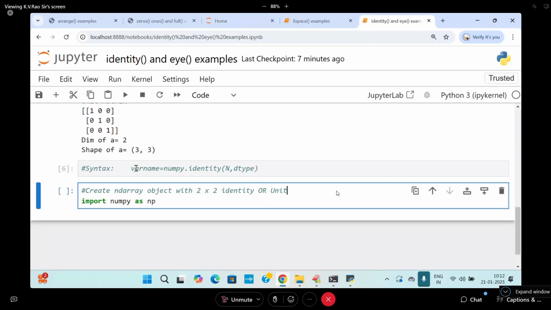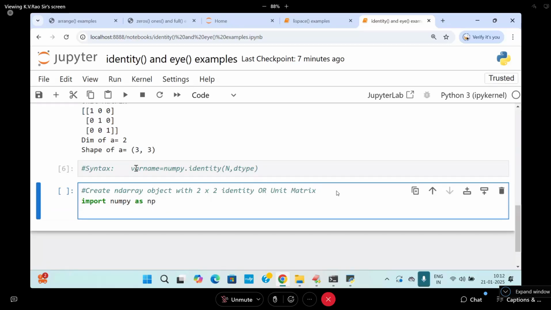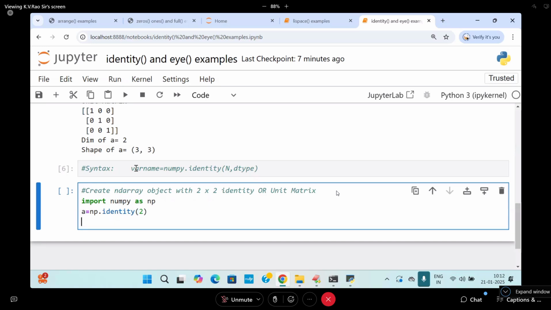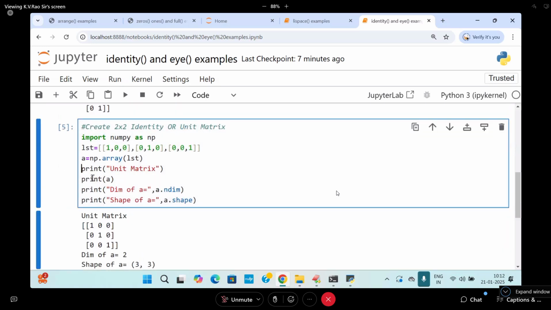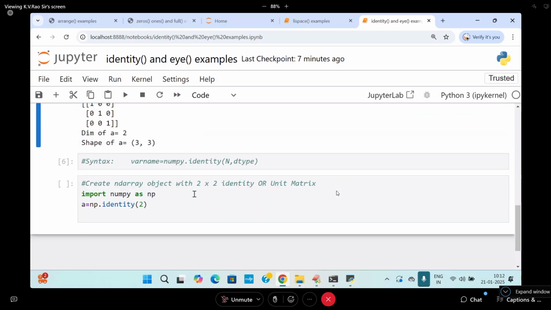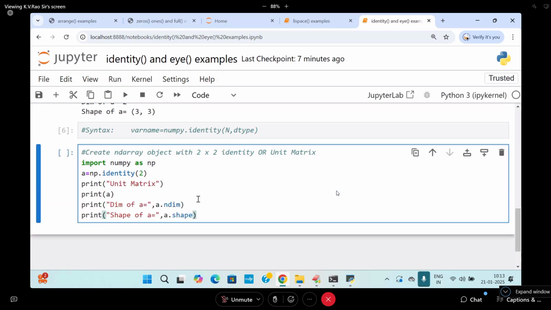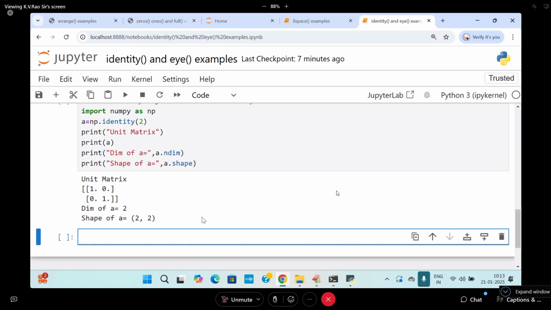Or unit matrix. How do you create it now? A is equal to np.identity of 2. I'm going to carry on as it is. Unit matrix I'll print, dim I will print, and then shape I will print. Simply, what is coming?